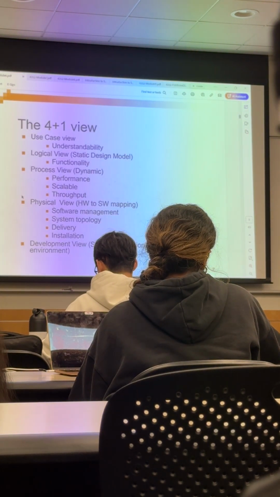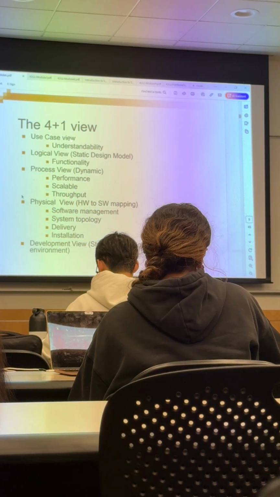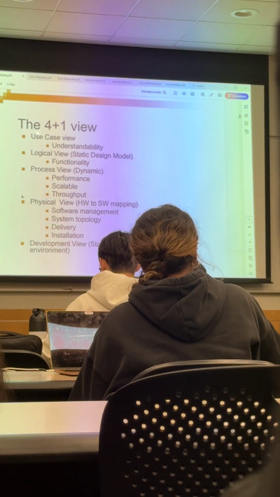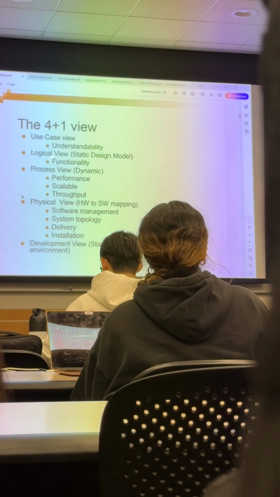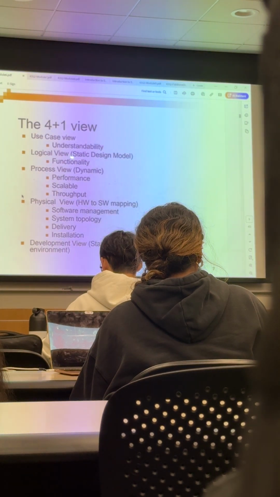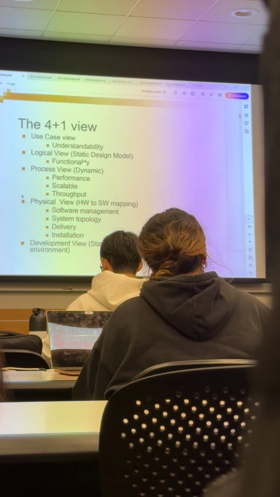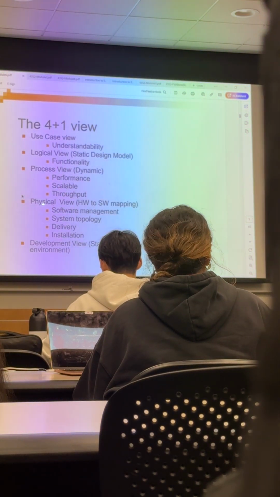Let's look at this. The 4+1 view, the use case view, which is the top view, provides understandability for the architecture. Logical view is more static design, talks about the functionality. Process view is more dynamic. So this deals with performance, scalability, and throughput. So these are the key ways.